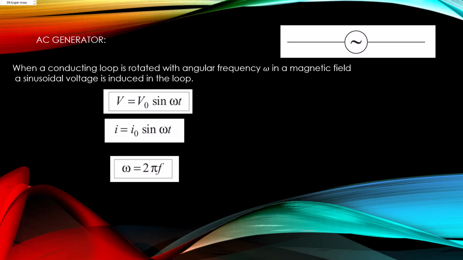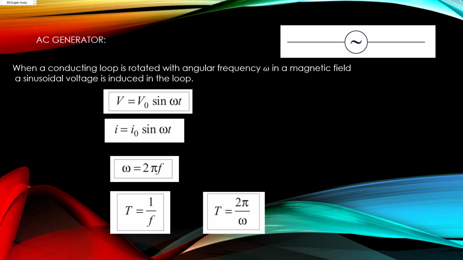And angular frequency omega equals 2 pi f, where f is the natural frequency of that element. And time period T equals 1 by f. Also, T is related to angular frequency: T equals 2 pi by omega. So these are all the tools which we will apply in circuit analysis with AC, right?